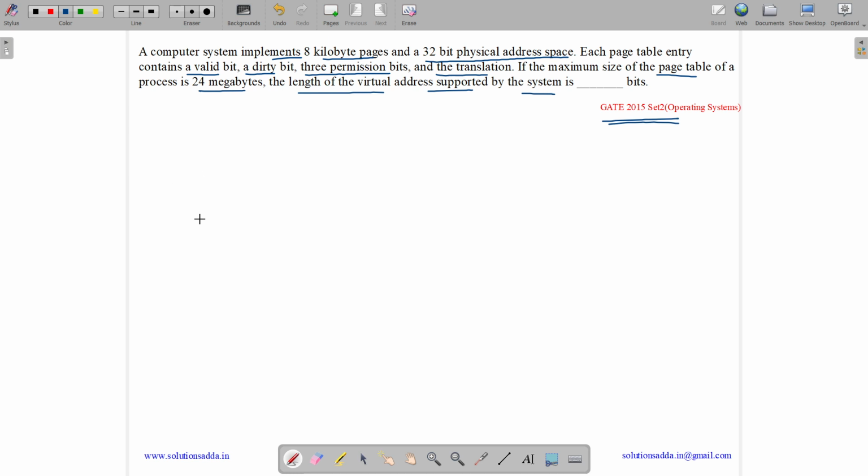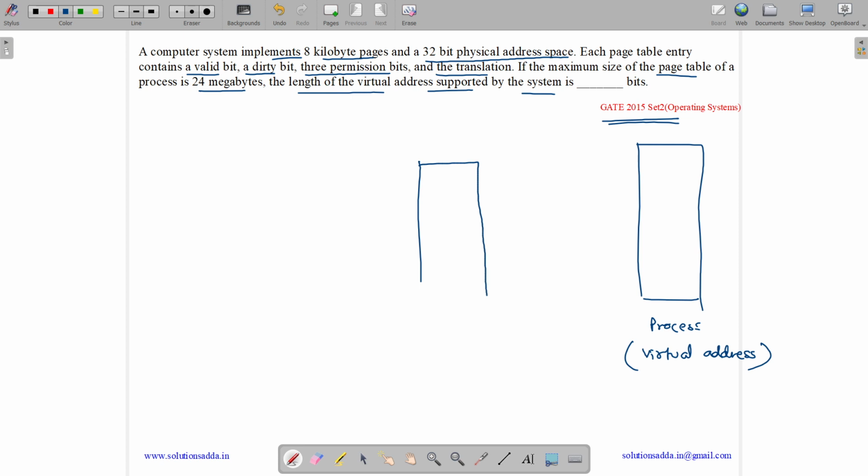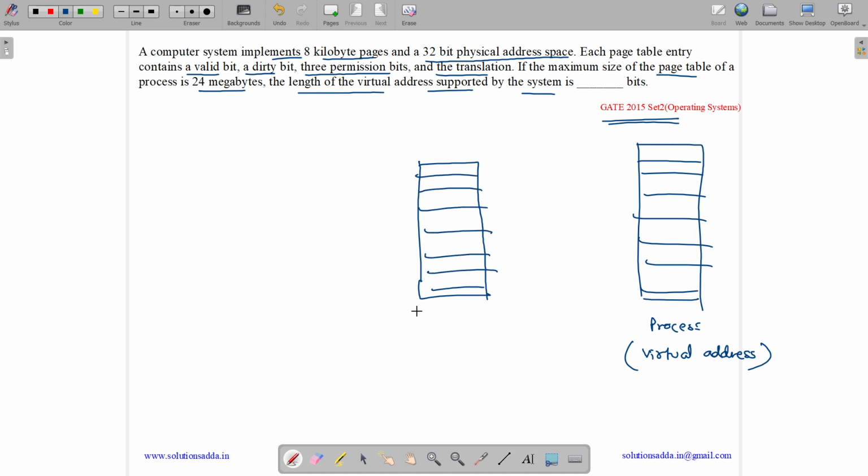Okay, so see how this system works. Basically we have a process, and for accessing any entry we need a virtual address, but the entire process can't come in at once. So what we do is divide the process into pages and main memory into frames, and pages are brought into frames. So this is our main memory, and we have a page table for the translation.